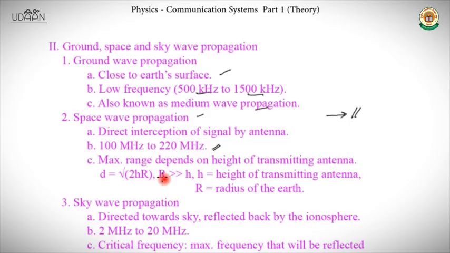For that, I'll give you a formula. This is D, that is the range of communication. Maximum range depends on root over 2hR, where h is the height of the transmitting antenna and R is the radius of the Earth. So the maximum distance that the signal can travel depends on this formula. Some questions might come from this formula in your entrance exams. So you are supposed to remember this properly.